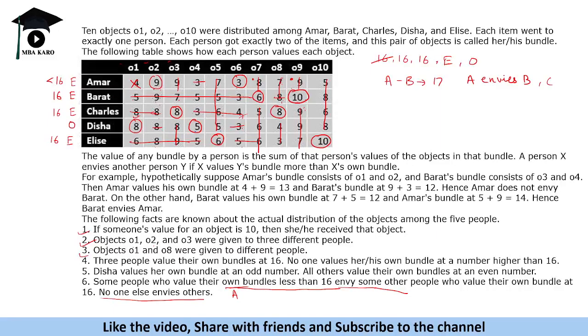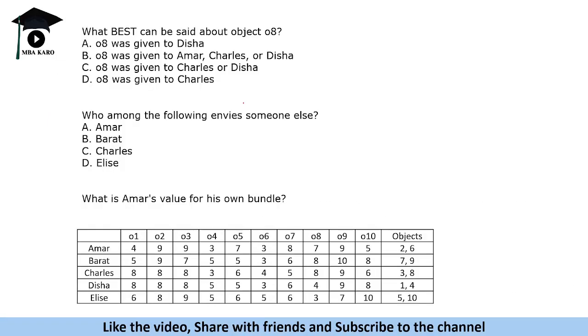All right, so let us move to the questions now. We figured out which object goes to which person. This was the question asked: what best can be said about object A8? Object A8 was given to Charles, right? So we could figure out who among the following envies someone else. We know that Amar is the person who is envying. What is Amar's value of his own bundle? Amar got O2 and O6, so his total is 12.